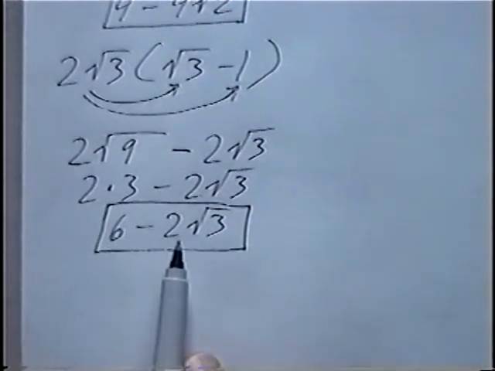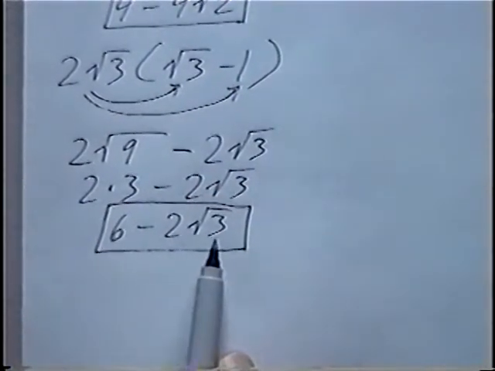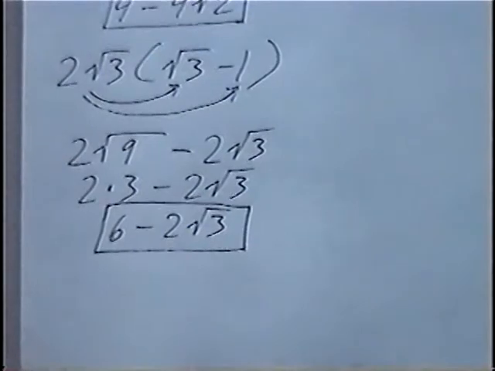And again, these 6 minus 2, you can't subtract those because one has a radical and one does not.